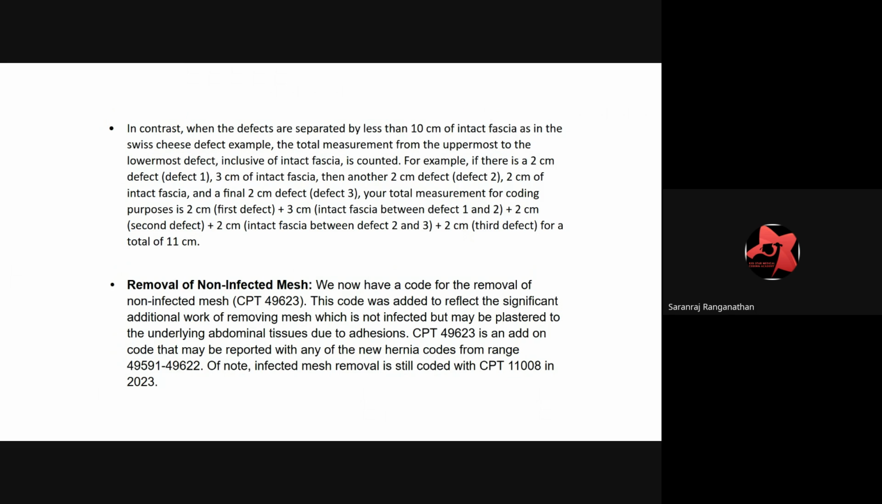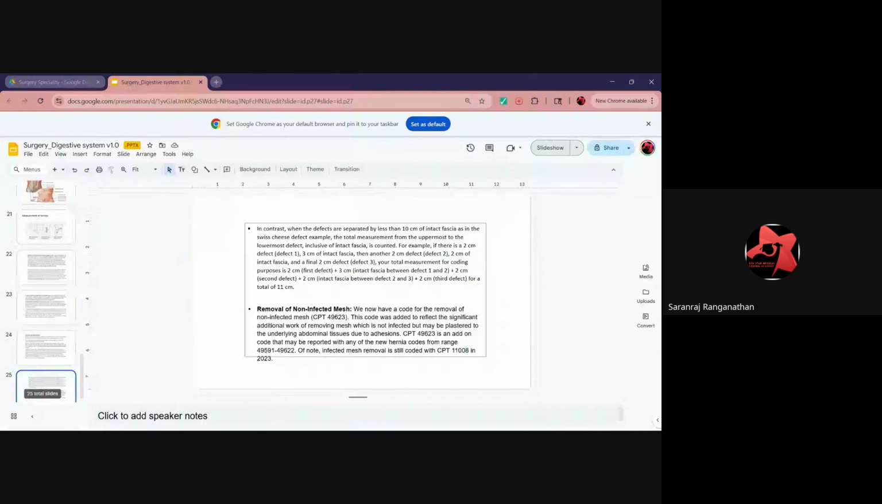Okay. So 49623 is the add-on code that may be reported with any of the new hernia CPT codes. Then a note: infected mesh removal is still coded with CPT 11008 in 2023. So this is the digestive system procedures explained. I hope everybody understood.